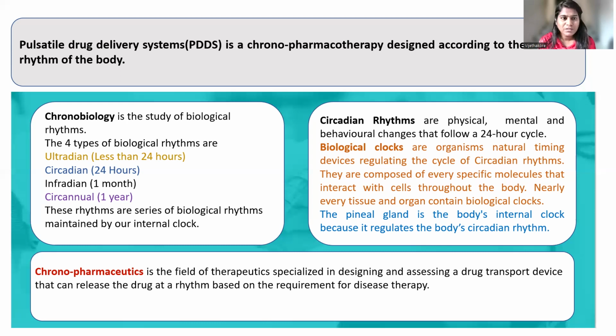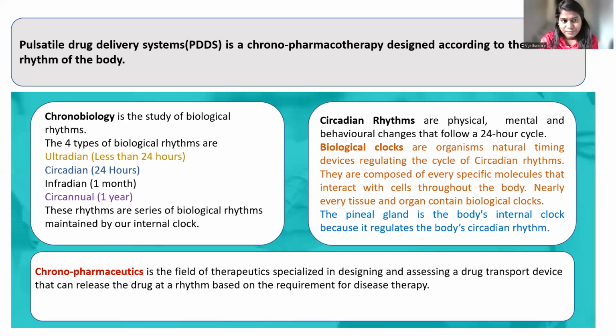So before discussing this pulsatile drug delivery systems, the important terms to be known are chronobiology, circadian rhythm, biological clock, and chronopharmaceutics. So here chronobiology is the study of biological rhythms. Rhythm is a sequence of events occurring, here in the biological system.